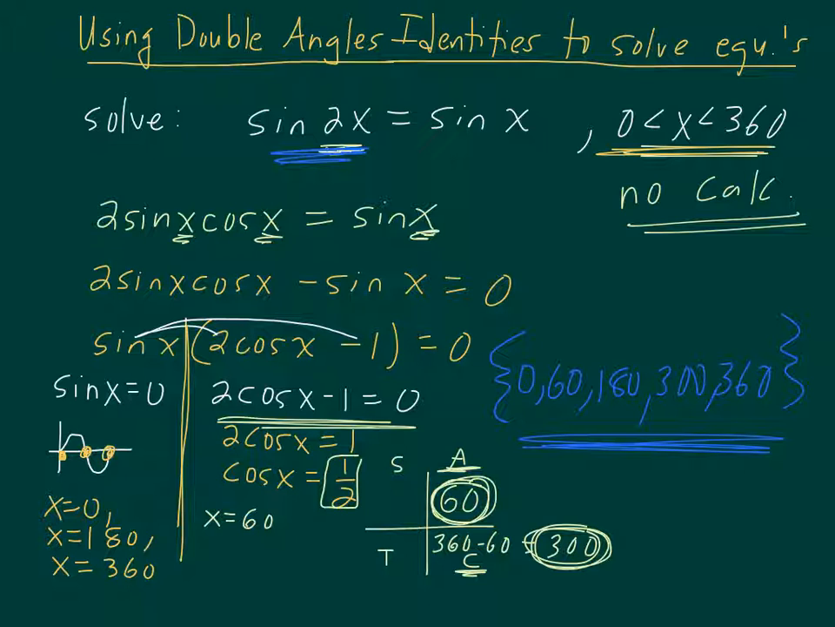So here we didn't have a single trig function, we had sine and cosine. But it's all dependent upon what's given. Sometimes you're going to have to do some guessing and checking to figure out which identity would be best to use.